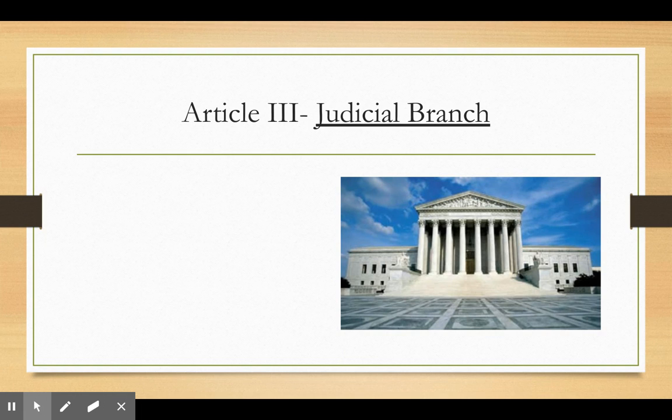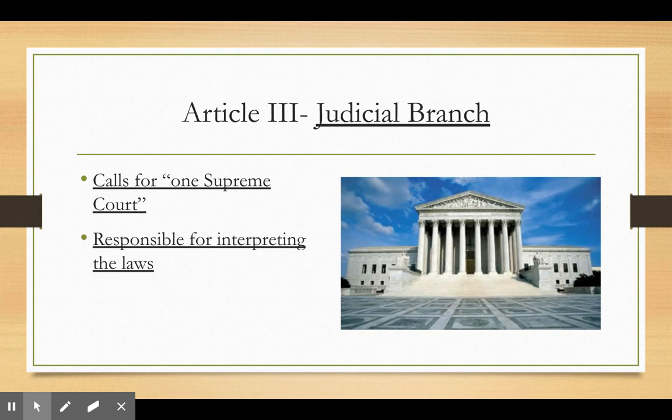Article 3 is the judicial branch, which is also a newly formed national branch, because during the Articles of Confederation, remember, we only had one branch, and that was the legislative branch. So the judicial branch is going to be the one that calls for one Supreme Court to rule over all the other courts in the land. So this is the highest court in the land, and it's now obviously in D.C., but this branch is responsible for interpreting the laws that are made by the legislative branch.